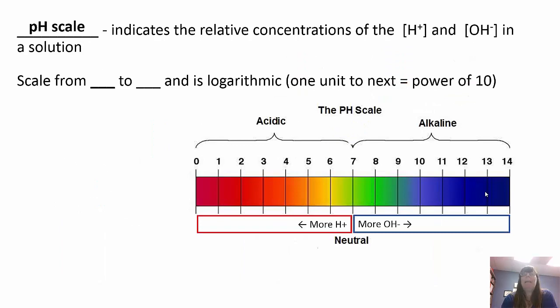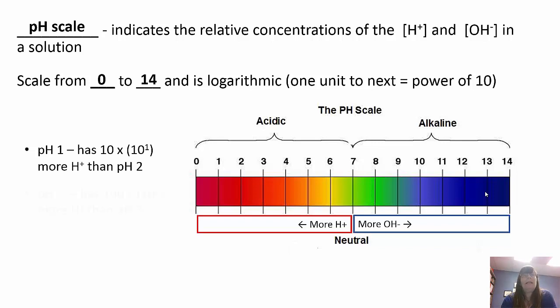So the pH scale indicates the relative concentrations of hydrogen and hydroxyl ions in a solution. Anything less than 7 is acidic, 7 is neutral, anything more than 7 is alkaline. The more hydrogen ions you have, the lower the pH. The more hydroxyl ions you have, the higher the pH. And it goes from 0 to 14. It's logarithmic, which means that each one is 10 times stronger than the one that preceded it.